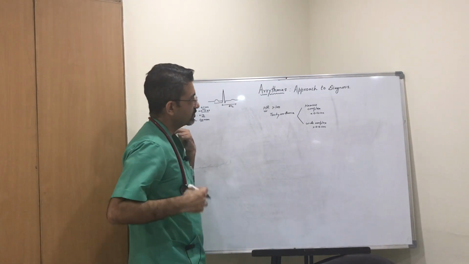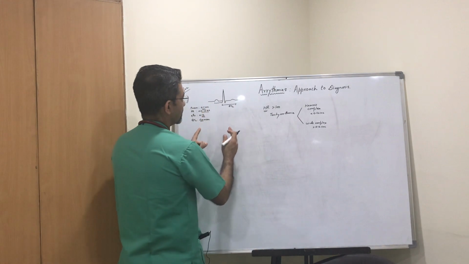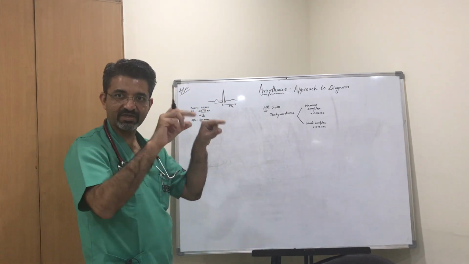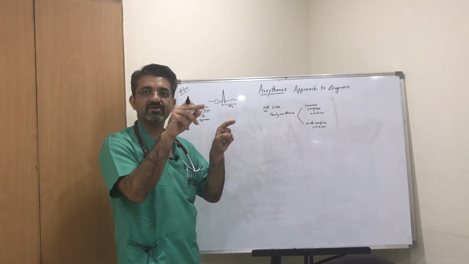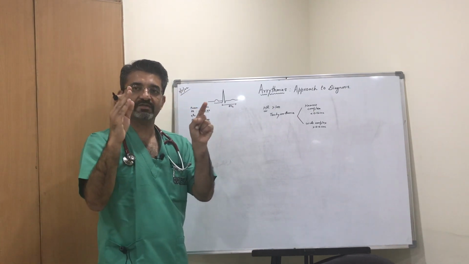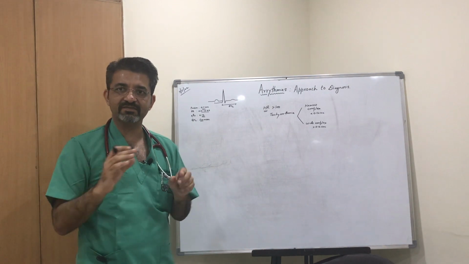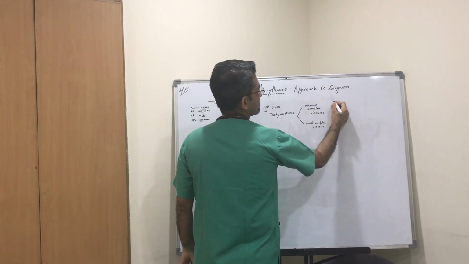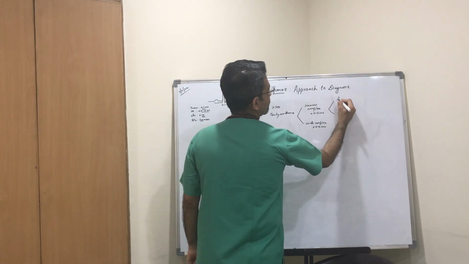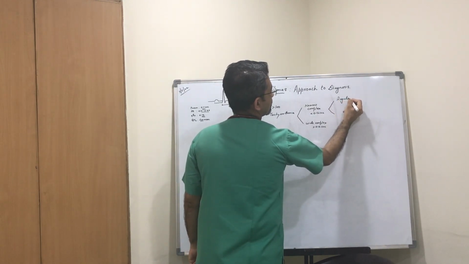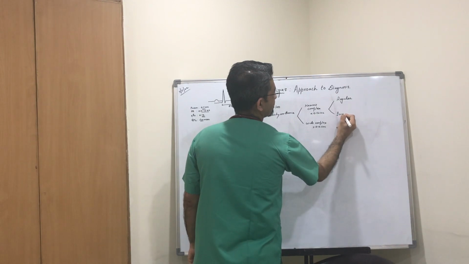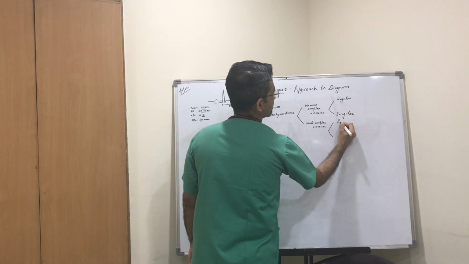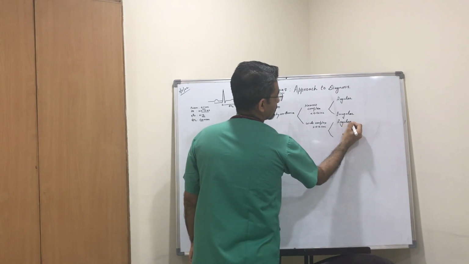Then you measure the RR interval by putting a piece of paper. You know how to measure the RR interval? By putting a piece of paper, you mark 3 complexes and then push that paper across the ECG line. Thereby you can measure the RR interval. So then you see whether these are regular or irregular. Similarly, wide complex, regular or irregular.